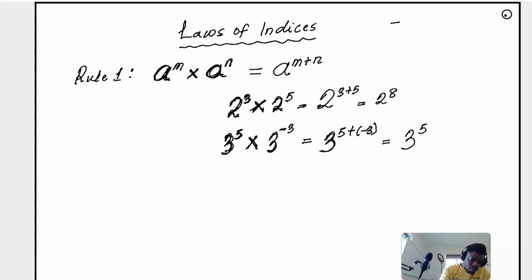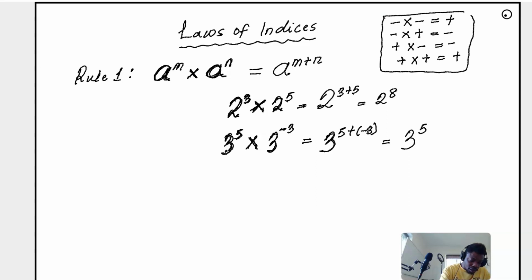Remember, you need to know how to use this. Minus times minus is plus. Minus times plus is minus. Plus times minus is minus. Plus times plus is plus. You need to know this. You can write this somewhere; it's going to be useful for you later on. So I have 5 here, then plus times minus is minus, so minus 3. So here, 5 minus 3, that is 2.